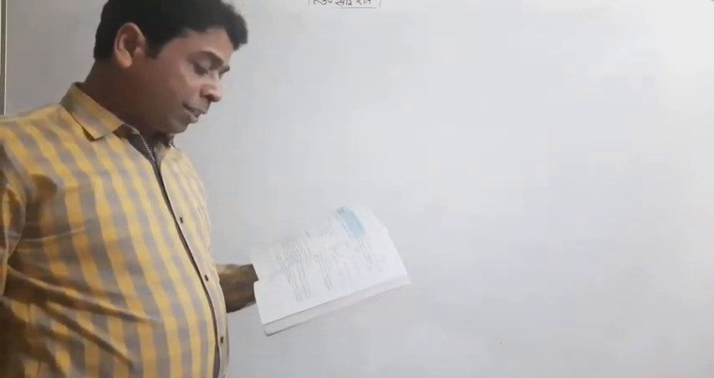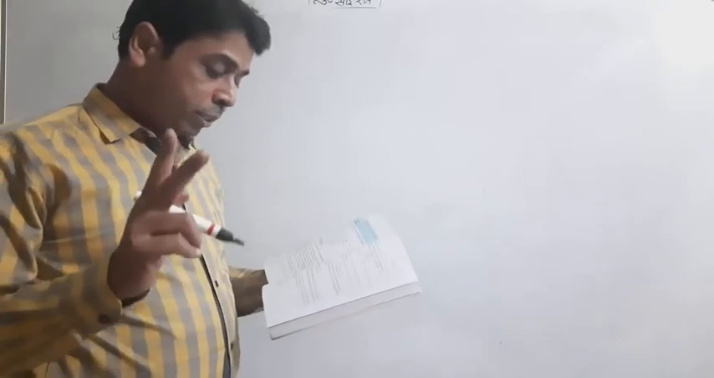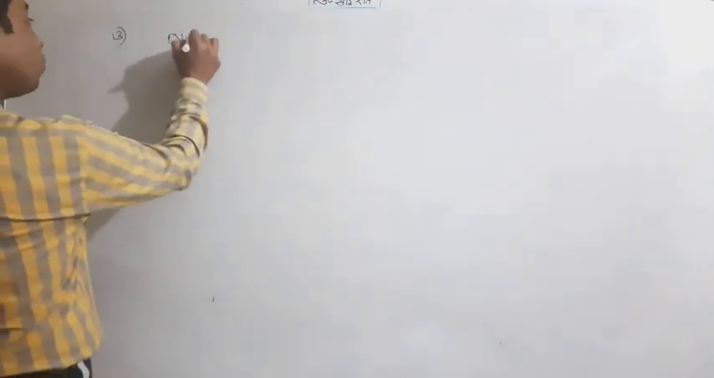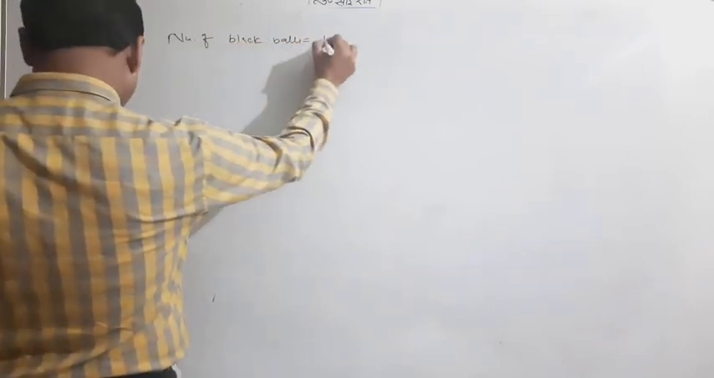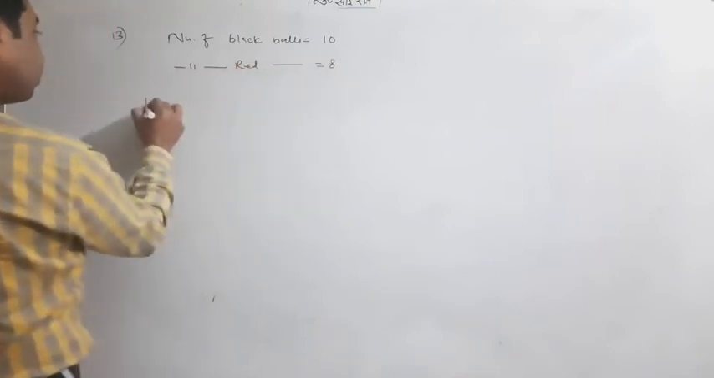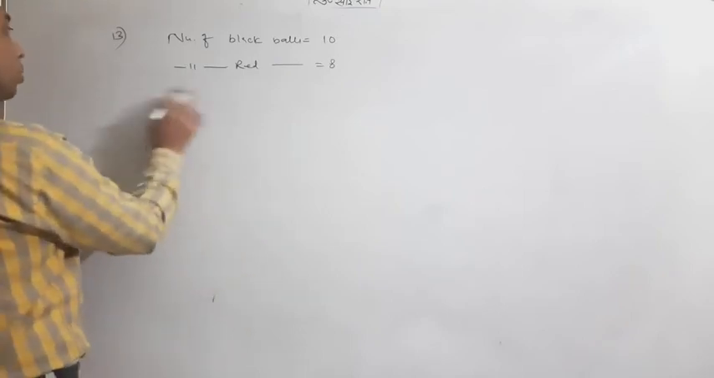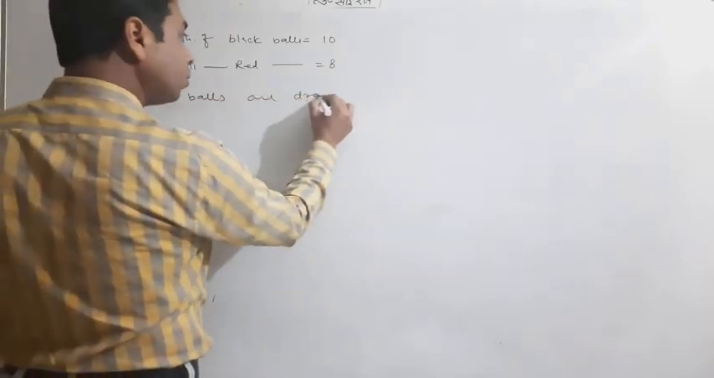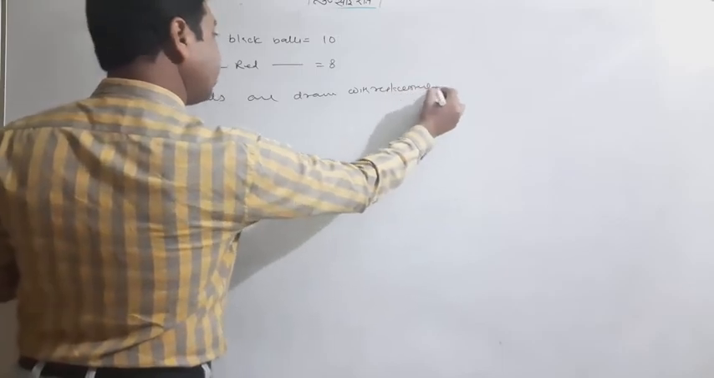Now I want to do question number 13. Two balls are drawn at random with replacement. With replacement means independent events. The box contains 10 black balls and 8 red balls. Number of black balls is 10, number of red balls is 8. The question says two balls are drawn with replacement one by one.